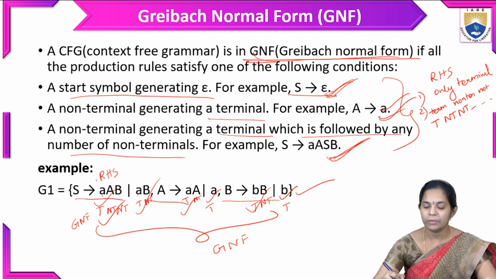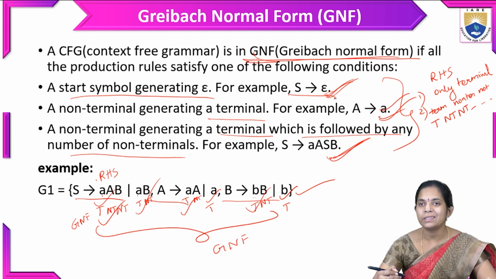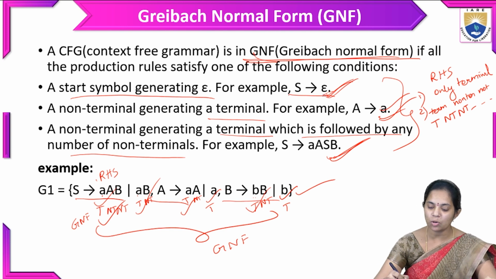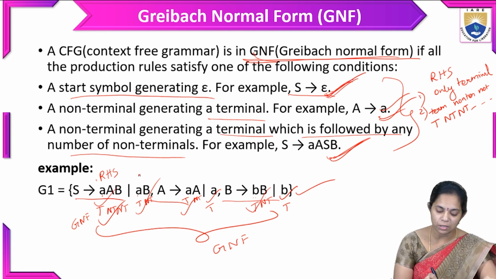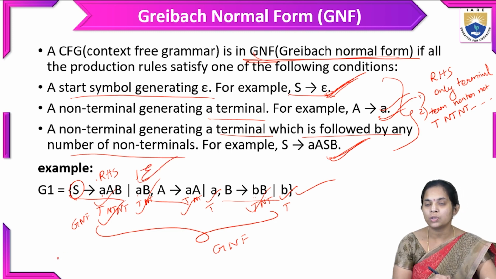First one is the start symbol generates an epsilon symbol. So suppose here if we have this is the start symbol, it is having the epsilon. This is the condition. This grammar is also a GNF. And here the non-terminal which is generating only a terminal, like this. So only terminal. So this kind of condition is also there in the Greibach normal form.